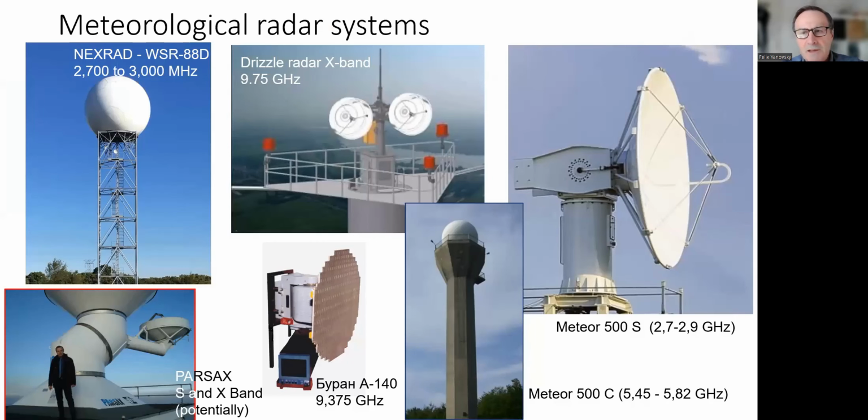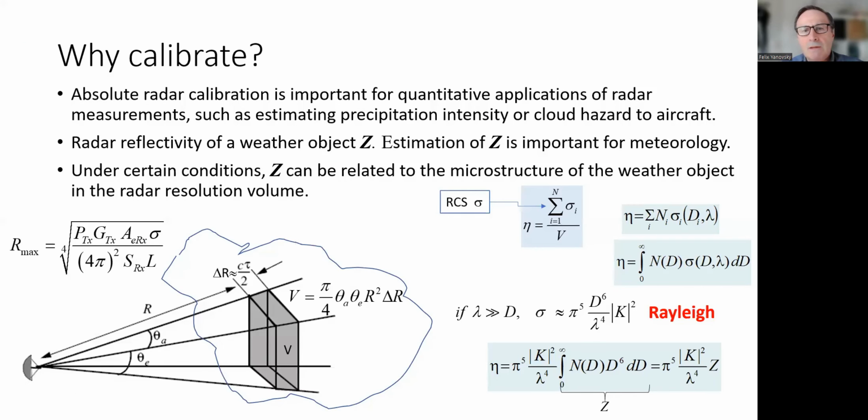A lot of different kinds of weather radar were developed. Here you can see some examples of weather radars. The majority of them are of centimeter wave: S-band, C-band, and X-band. And why do we need calibration? Because in order to provide quantitative measurements, absolute calibration is necessary. And an important parameter like radar reflectivity is one of the first and the most important up to now.